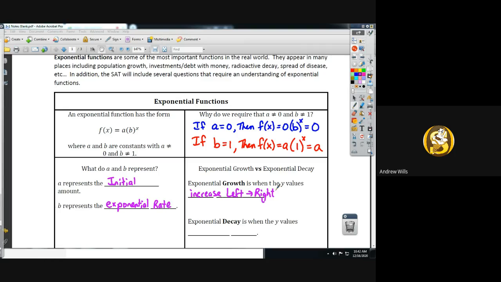And the way we tell that it's exponential growth is the b value is greater than 1. Remember, it's not allowed to equal 1, so only greater than 1. If b is greater than 1, we're looking at an exponential growth problem. Exponential decay is when these functions decrease from left to right. This is caused by a b value between 0 and 1.